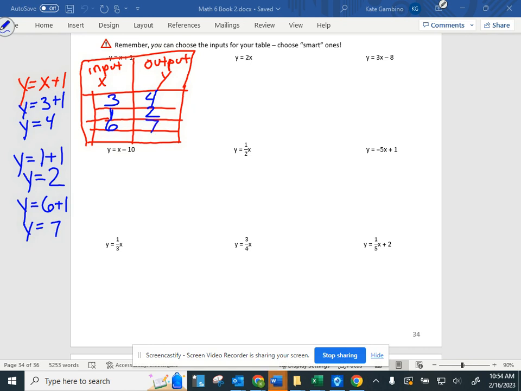One more, because I need at least 4 in my table. Nolan. 4. Okay, if I put 4 in for X, I have Y equals 4 plus 1. What is Y? It is 5. 4 plus 1 is 5.